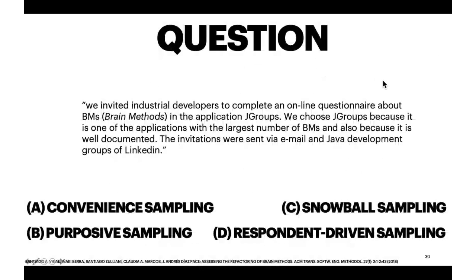Okay, and then again, it's a question for you. So we have 4 options, A, B, C, and D. And the question to you is, what kind of sampling strategy has been used by the authors?